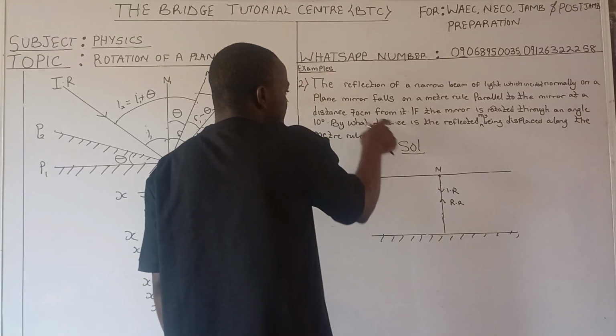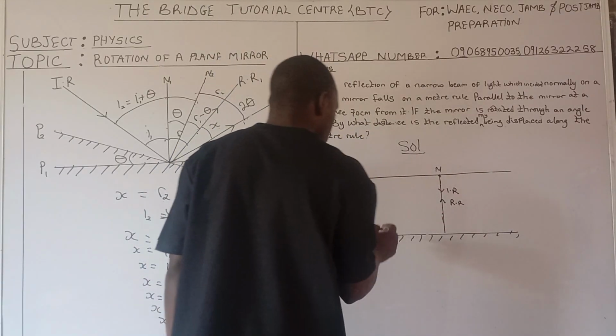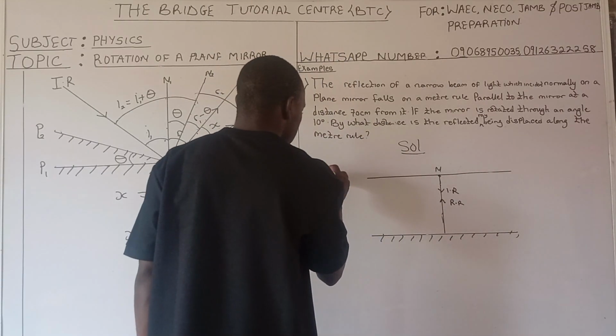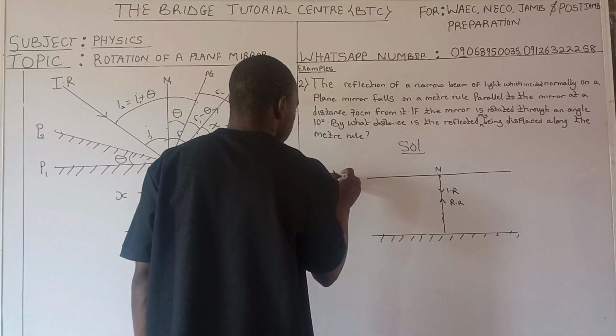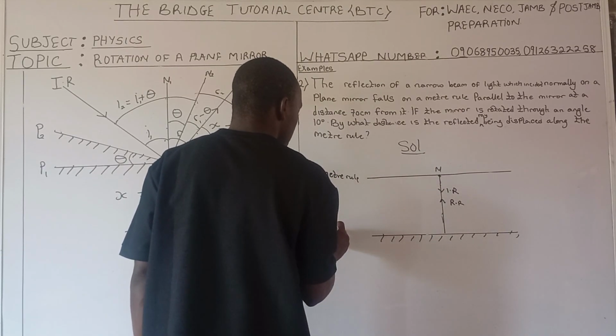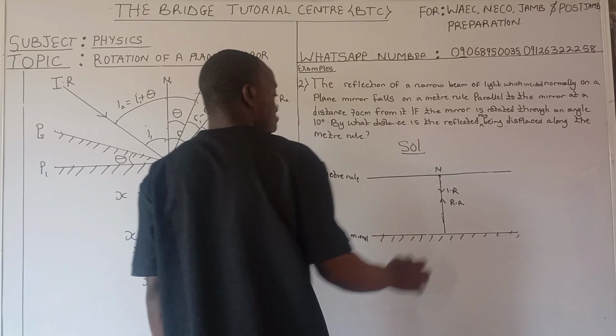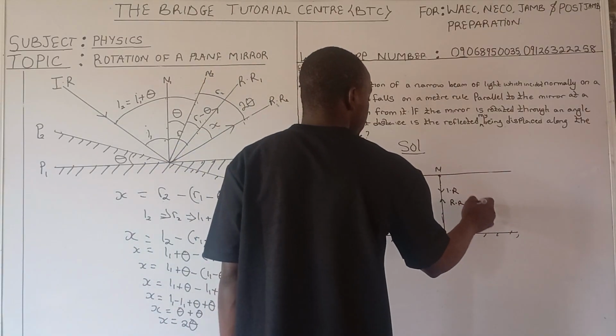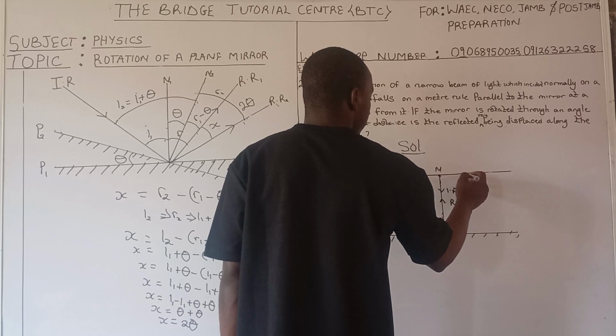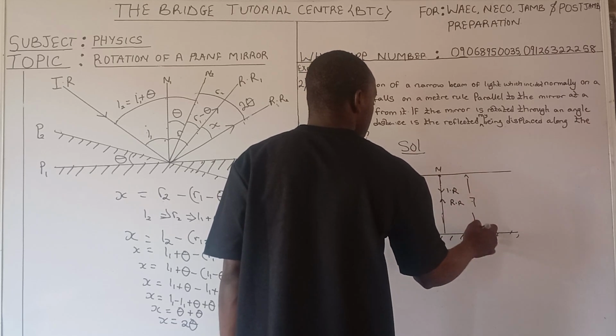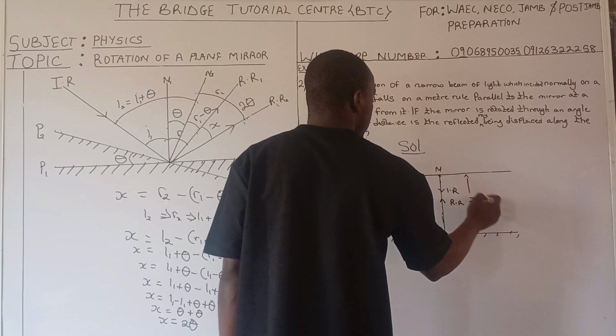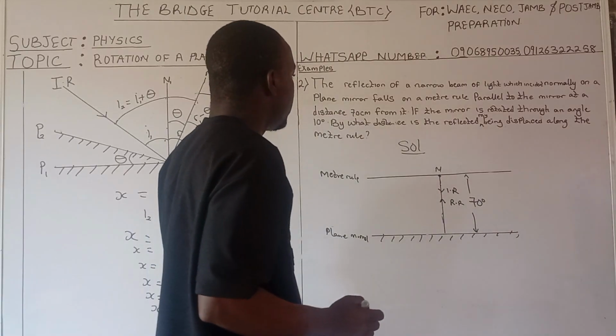And they said the distance between the meter rule, this is the meter rule, and this is our plane mirror. They said the distance between them. So what's the distance between them? 70 degrees. So from here downward like this is 70 degrees. Okay, so what's the next thing?